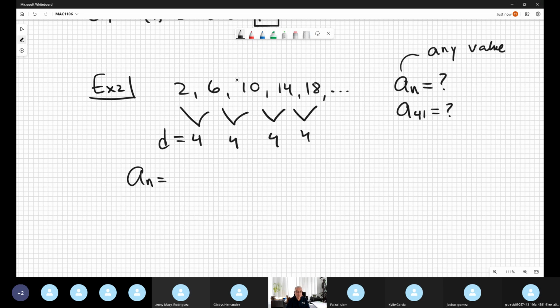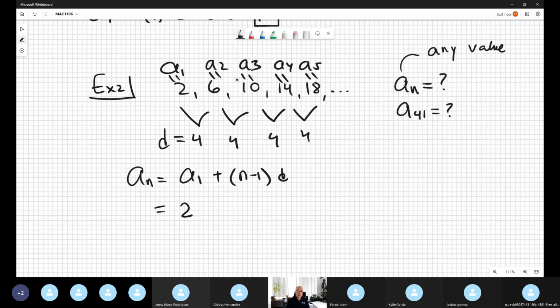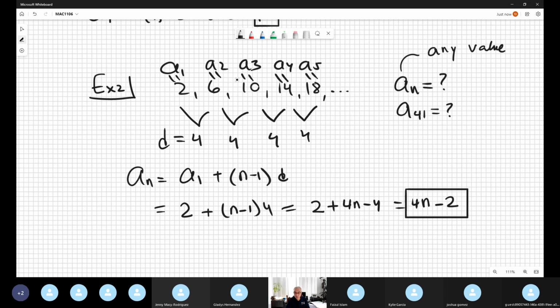Therefore, I apply the formula. So a1 is 2, which is the first element. a2 is equal to 6. a3 is equal to 10. a4 is 14. a5 is 18, and so on. So it's 2 plus (n minus 1) times 4, which is the common difference. Apply distributive property. 2 plus 4n minus 4 is 4n minus 2, no? Like so. This is a formula, and using that formula, we generate everything.